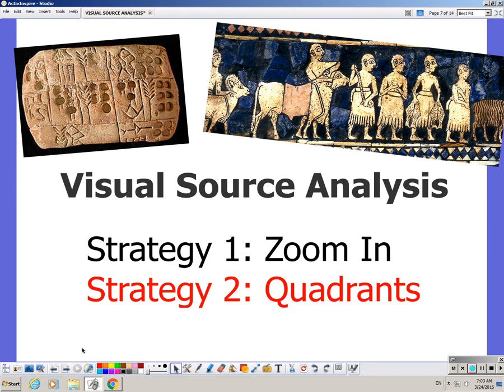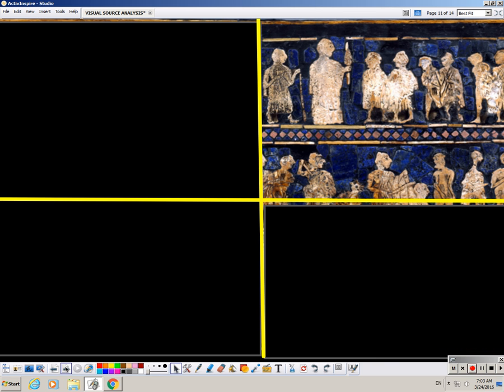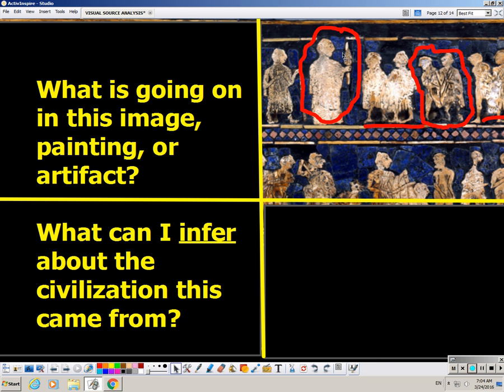The next strategy I want you to try today is called quadrants. To use the quadrant strategy, start by dividing the image into 4 squares. So here we have 4 quadrants. And I'm going to start by looking at the upper right-hand corner. So focusing in on this quadrant, here are some things that we noticed as a class when we analyzed this. We have this image right here who appears larger than the rest. This may have been a king or a pharaoh.